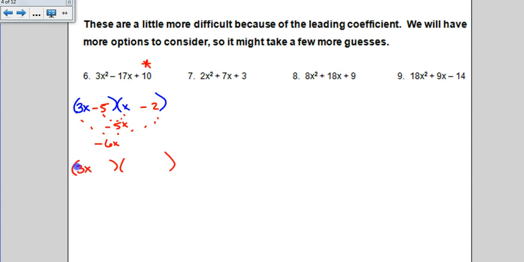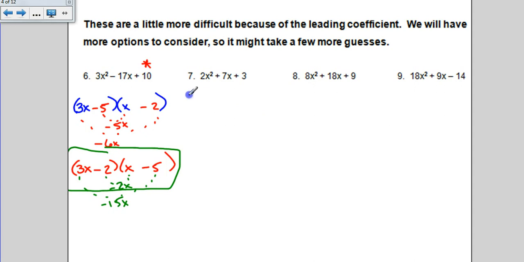Maybe let's stick with the 5 and the 2, but let's switch where they are. Let's put the negative 2 right here and the negative 5 right here. So now, when I check outer plus inner, I end up with a negative 15x and a negative 2x, and when I add those together, I do get a negative 17x. So that is my correct answer, 3x minus 2 times x minus 5. The better you get at these, the more easily you'll see the answers before you write them down. Don't be afraid to try something and then either cross it off or erase it and move on.